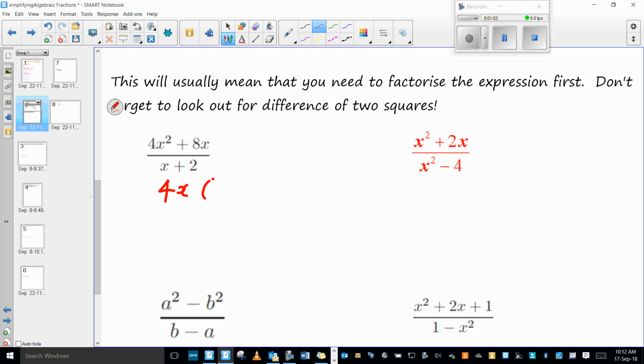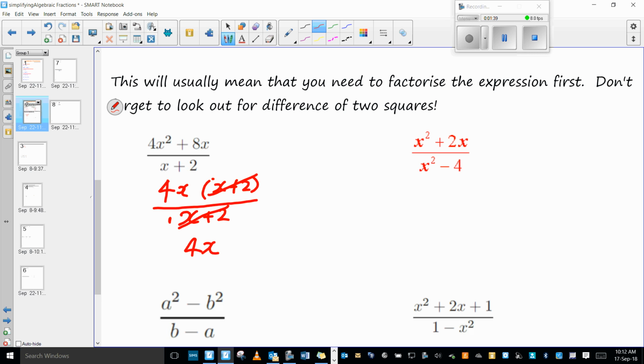And then Emily, what goes inside? Nice. Okay, we all happy with that? And now I can see that I've got x plus 2 in a bracket on the top, and I've just got x plus 2 on the bottom. So they can both be cancelled out. And I'm just left with 4x. Secretly, there is a 1 underneath here, but we don't need to write it because it's on the denominator.